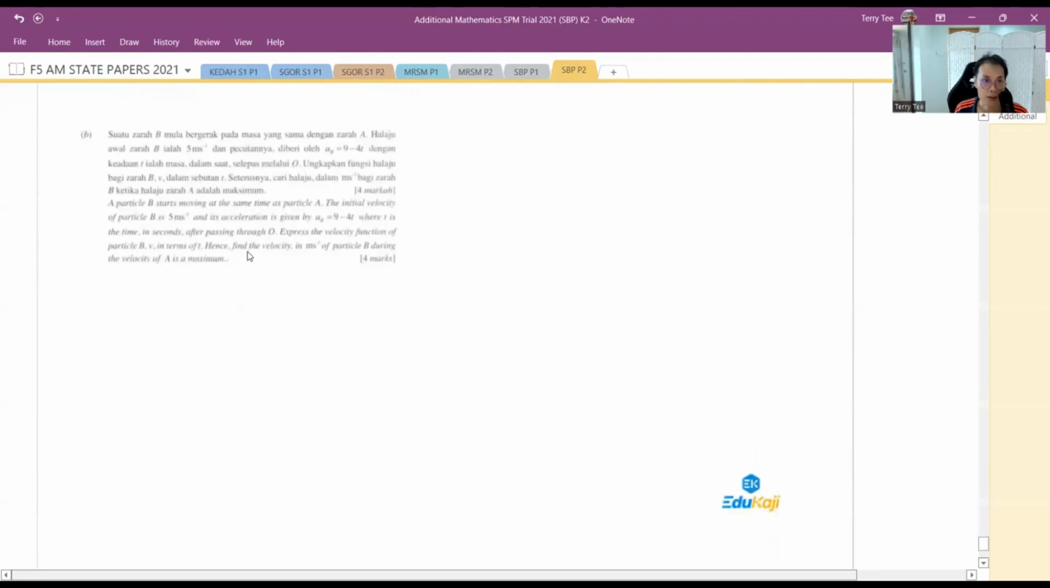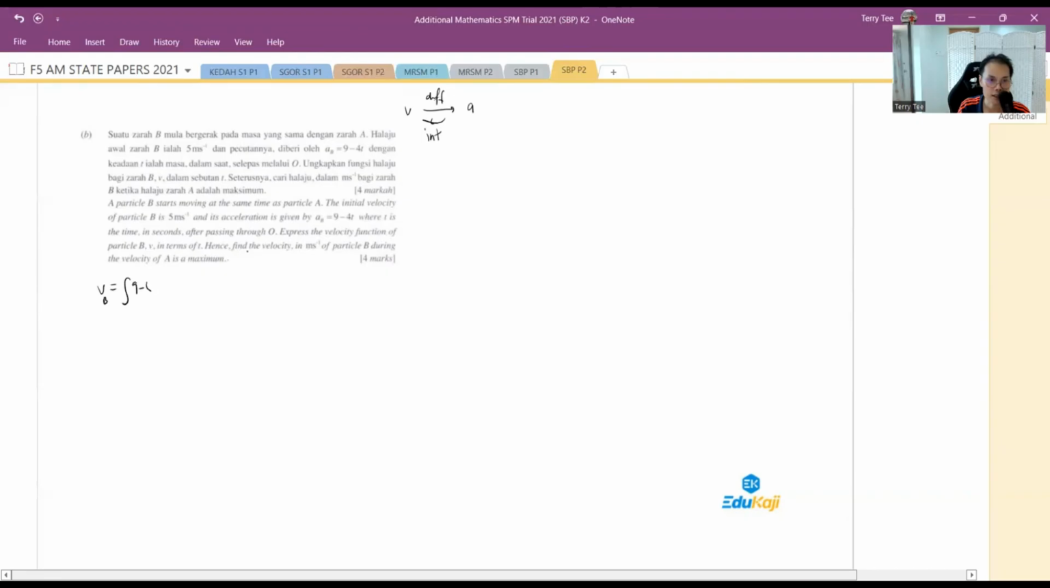All right, let's move on with the last part B. Now, a particle B starts moving at the same time as particle A. Initial velocity of B is 5. Acceleration is given by this. So first we want to express the velocity function of particle B in terms of t. Remember, when you differentiate velocity, you get acceleration. When you integrate acceleration, you get velocity. So to find velocity from the acceleration function, this is the velocity of B.